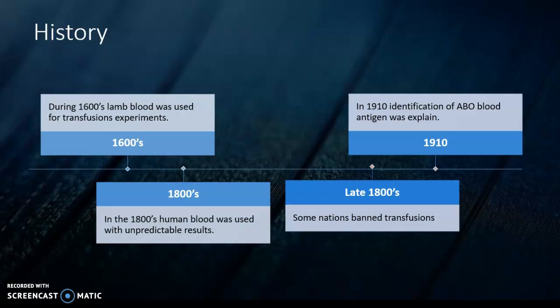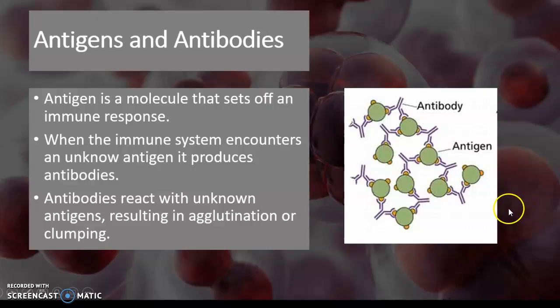However, later on in the 1910s, they were able to identify the ABO blood groups, and antigens were explained. Before we proceed to the ABO groups, meaning the types of blood we have, I want to talk more about what makes these blood types different, which are the antigens and the antibodies.